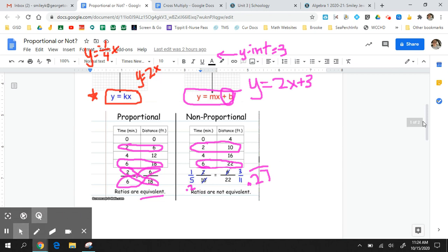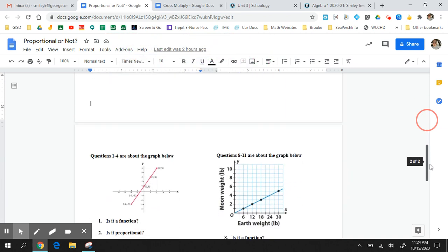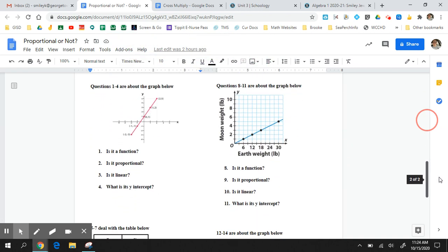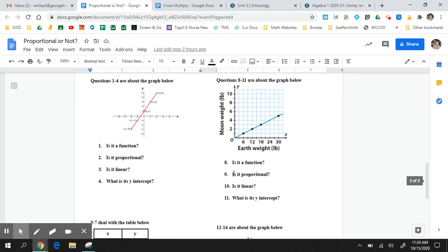So let's look at, there's a graph, see down here. These graphs might look familiar. They're the ones we used for linear and is it a function? So we're not going to answer all of these questions. We're really going to look at these graphs to say, are they proportional or are they not? So let me get my pen out.